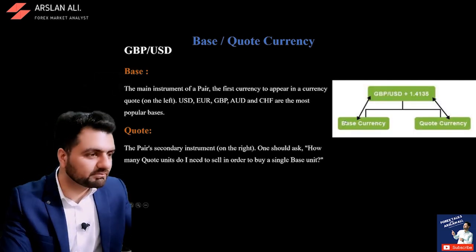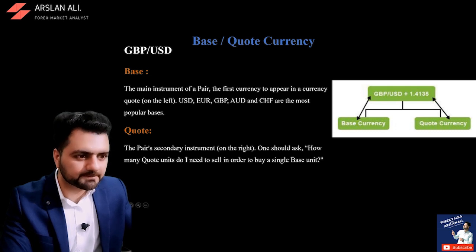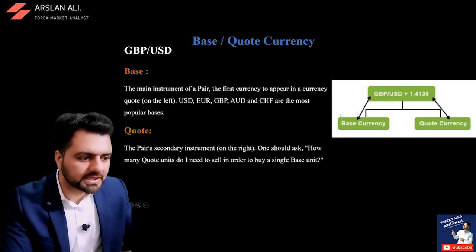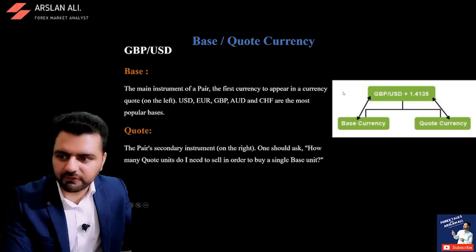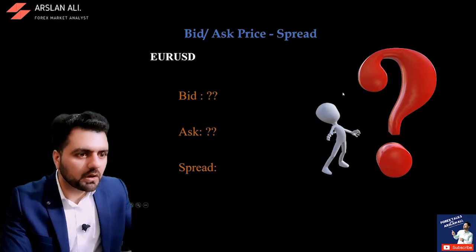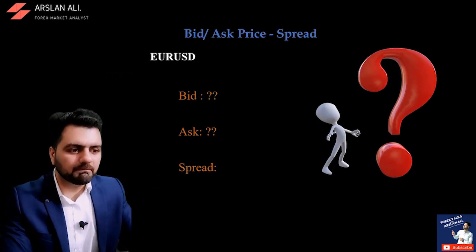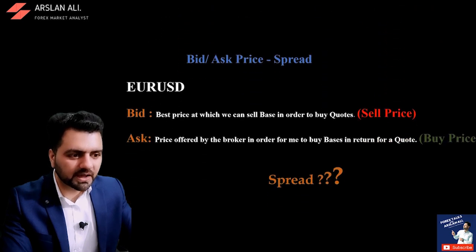This is what the base currency and the code currency are. Anyways, we have already discussed this, so I will prefer to move on. Alright guys, so what are the bid and ask price and what is spread?